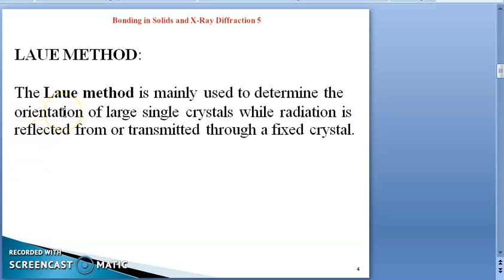The Laue method is mainly used to determine the orientation of large single crystals, while radiation is reflected from or transmitted through a fixed crystal. The main use of this Laue method is to determine the orientation of a single crystal. A single crystal is utilized in this method.